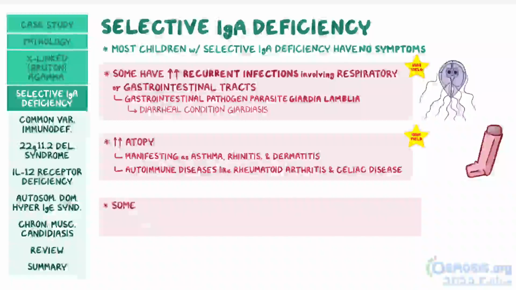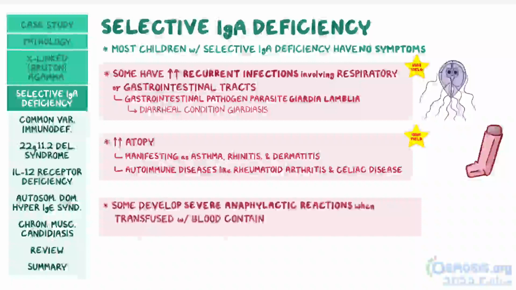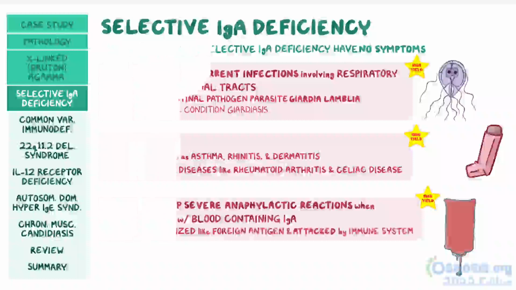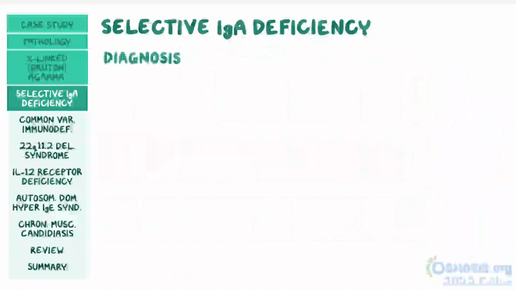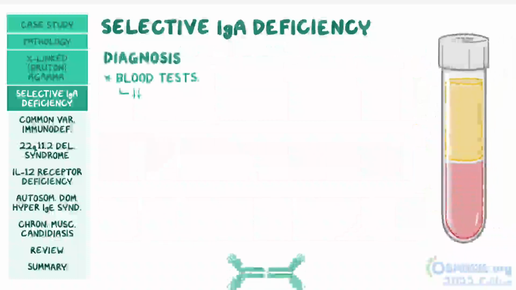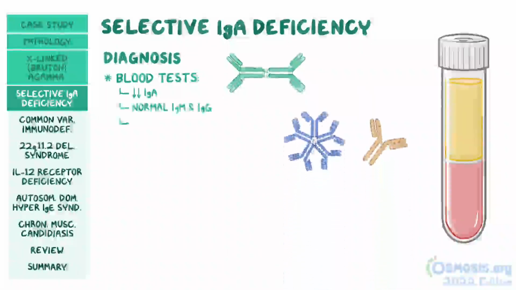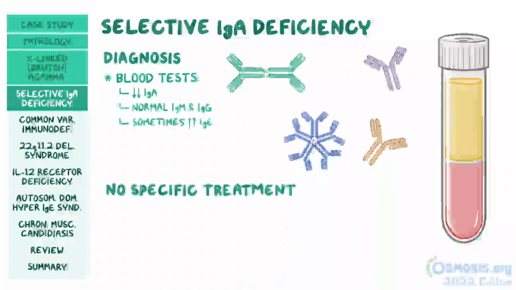Finally, some individuals develop severe anaphylactic reactions when they're transfused with blood containing IgA because the IgA is recognized like a foreign antigen and attacked by the immune system. Diagnosis is based on blood tests showing low IgA levels, normal levels of IgM and IgG, and sometimes increased IgE. There's no specific treatment for selective IgA deficiency.